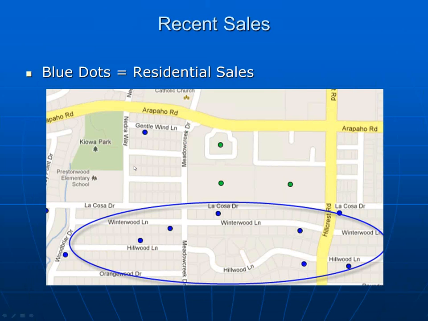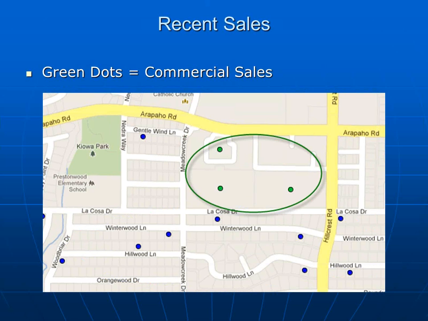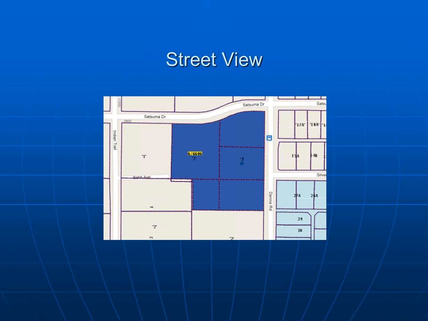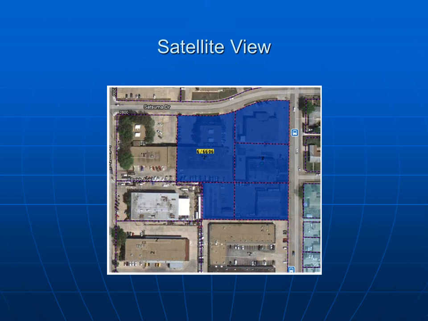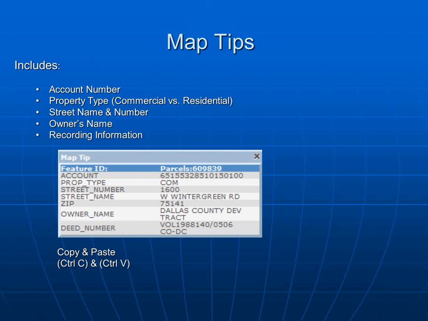Now, when you start zooming down, what you're going to notice is a lot of blue dots on the screen and some green dots. The blue dots represent current or recent residential home sales. Then the green dots represent recent commercial sales. Again, there's a couple of different views on the map. One, if you just want to look at the street view, you can do that, or you can choose to look at a satellite view if you want more detail of what's on the ground there.